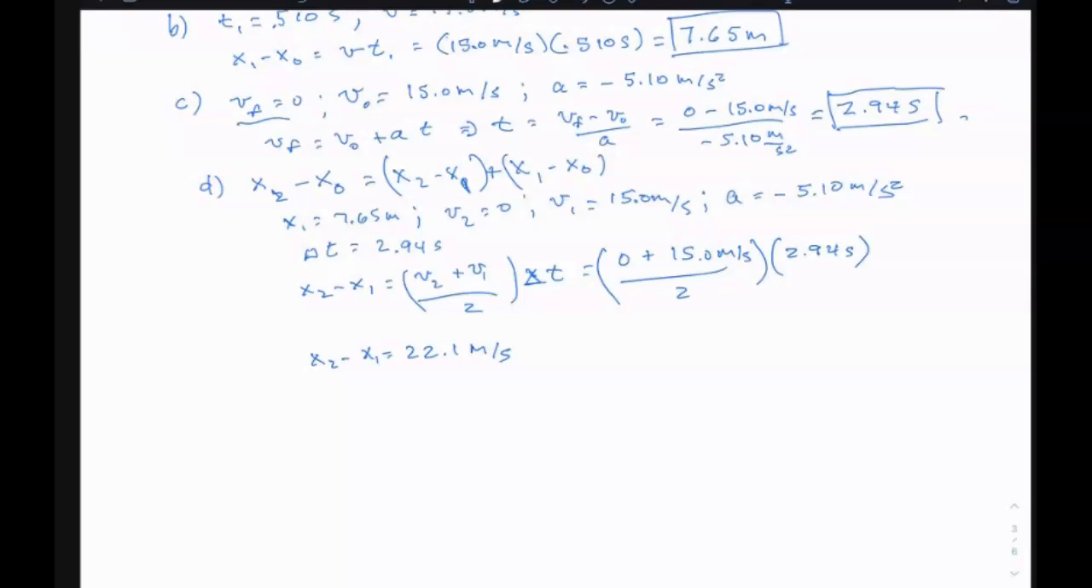Then to answer the question, what is x2 minus x0, we add this 22.1 meters to the displacement x1 minus x0, which is 7.65 meters. And find that the answer to part D is 29.8 meters. And that concludes this video.